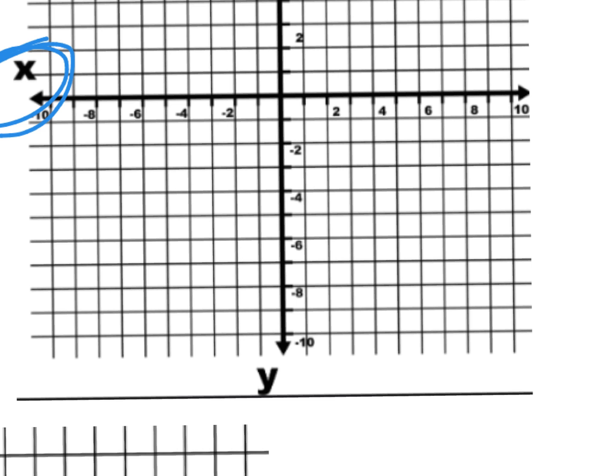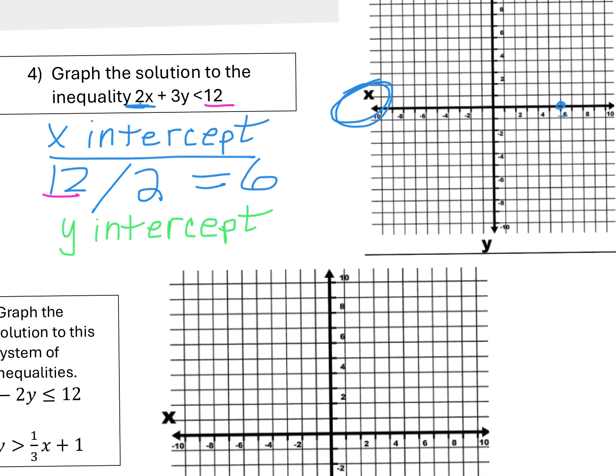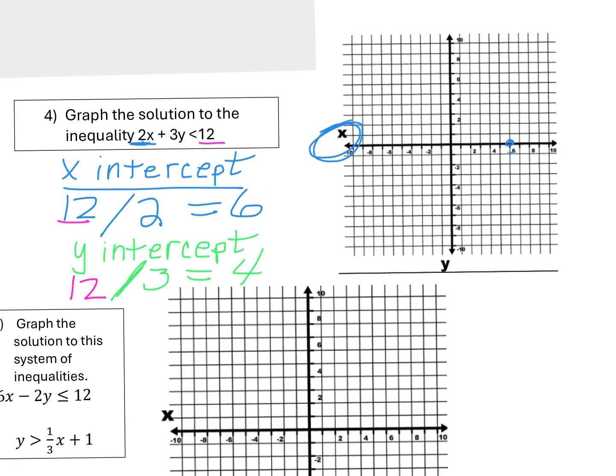So right here at the 6. Then to find the y-intercept, we also take the 12, but we're going to divide it by the number that is with the y. So 12 divided by 3 is 4. So on the y-axis, we need a coordinate at 4.